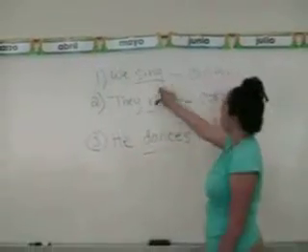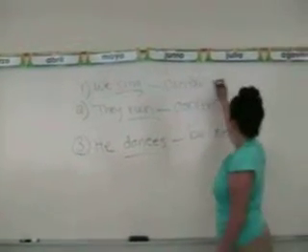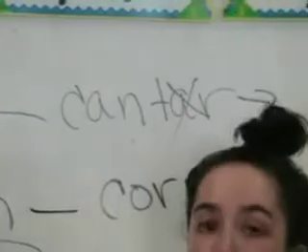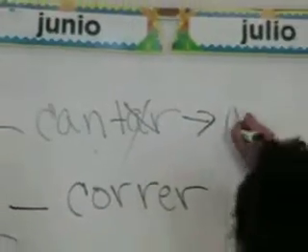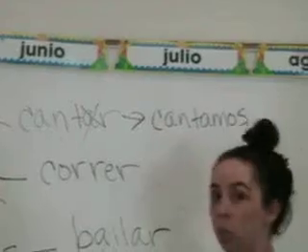Okay, so step 1, we sing. Take off the infinitive. We have to know what ending to add for the subject we. In this case, it's amos, because this is an AR verb. Cantamos. We sing.